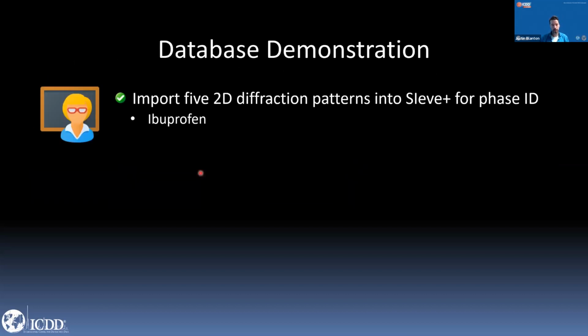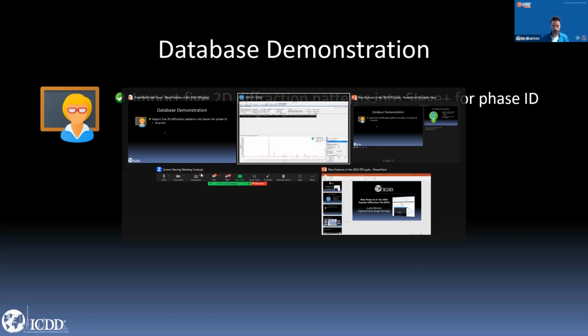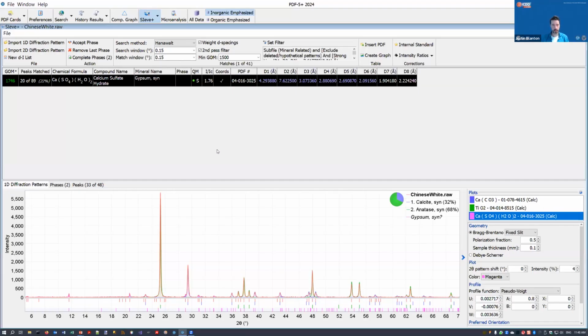Okay, so in this next database demonstration, I'm going to import 5 2D diffraction patterns into SIeve Plus for phase ID, and I'm going to import an ibuprofen pattern. So I'm going to go back to the database here, and I'm going to make sure that all data is selected at the top. Because I'd mentioned in the new PDF5 Plus database, you now have access to all the organic patterns that were previously in PDF4 Organics, and this also includes many different pharmaceutical materials such as ibuprofen.